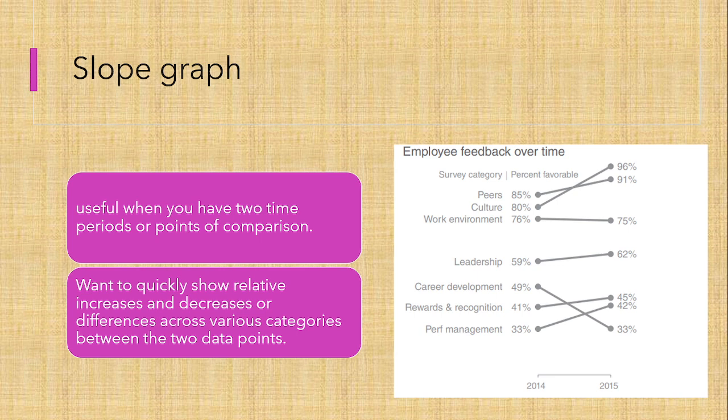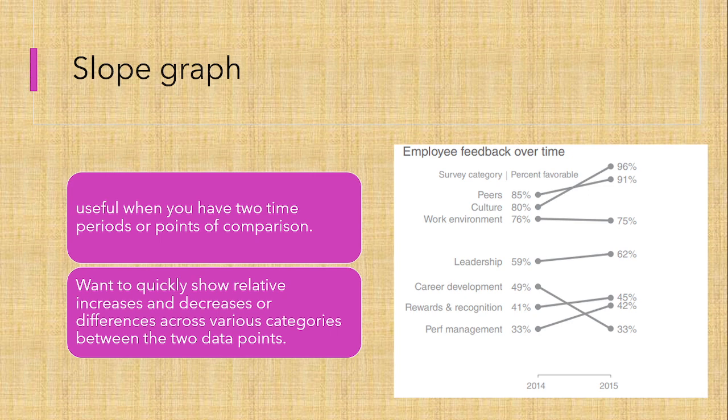Then the slope graph, this is another one. It is useful when you have two time periods or points of comparison. For example, you want to compare the performance of your employees for two certain years, 2020 and 2023, or 2021 and 2022. A slope graph would be of great importance in this case.